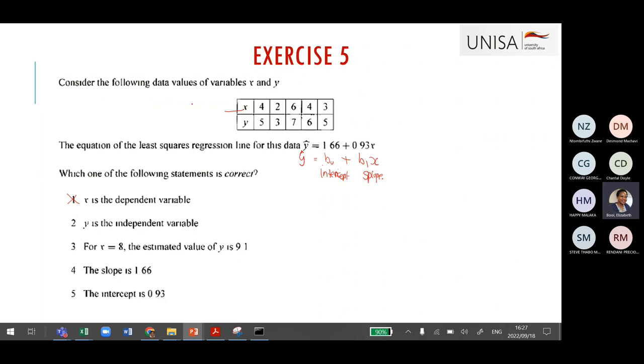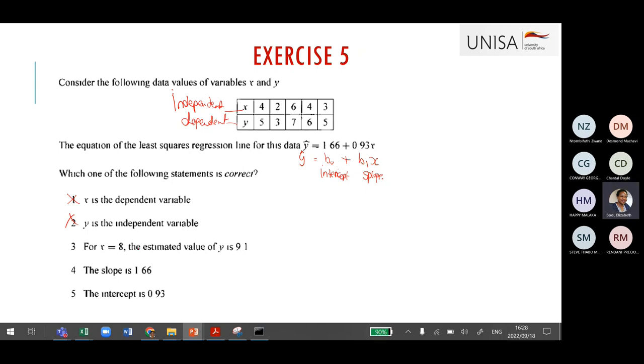X always, from today, you will always remember this. X is always independent. X is always independent. I'm not even writing independent right now. X is always independent. Y is always dependent. So that will be incorrect. So as long as X is incorrect, the way they labeled it, therefore it means Y will also be incorrect.